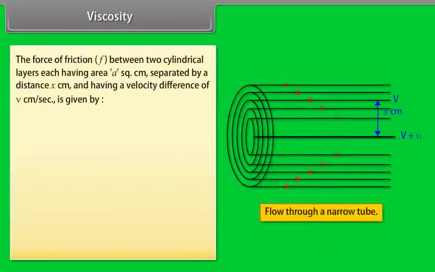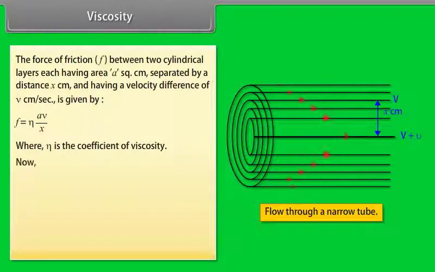The force of friction F between two cylindrical layers, each having area A square centimeter separated by a distance x centimeter and having a velocity difference of nu centimeter per second is given by F = eta A nu by x, where eta is the coefficient of viscosity. Now, if A is equal to 1 centimeter square, nu is equal to 1 centimeter per second and x is equal to 1 centimeter, then F is equal to eta.